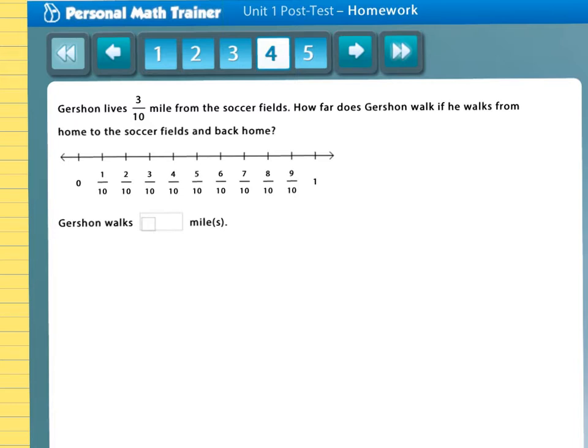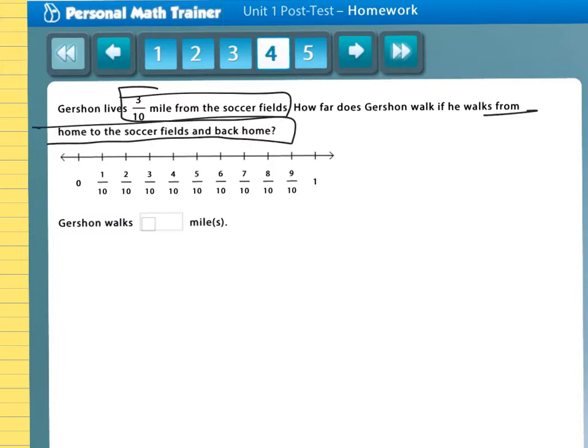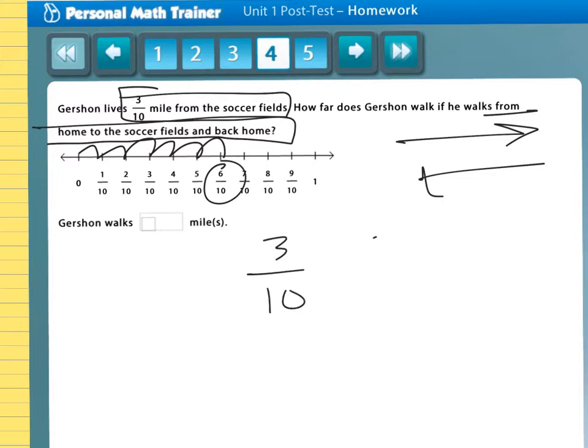Again, anytime you're faced with a word problem, you always want to unpack it. There's a person, his name is Gershon, and he lives 3/10 miles away from a soccer field. How far does he walk if he walks from his house to the soccer field and back? So make sure that you're going to the soccer field and back, so it's a round trip. So it would be using this model here, number line model. He would walk 3/10 miles to the soccer field, and then he'd walk 3/10 miles back. So altogether it would be 6/10 of a mile, or 3/10 and 3/10 equals 6/10.